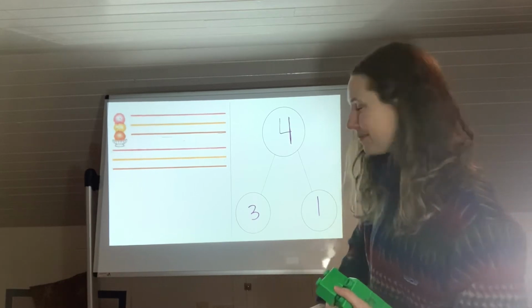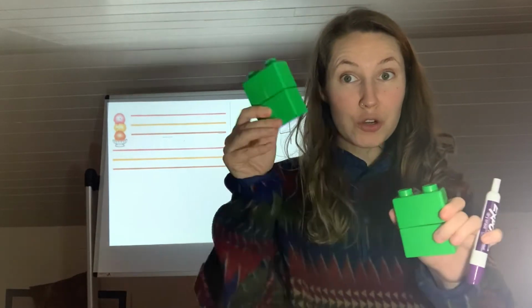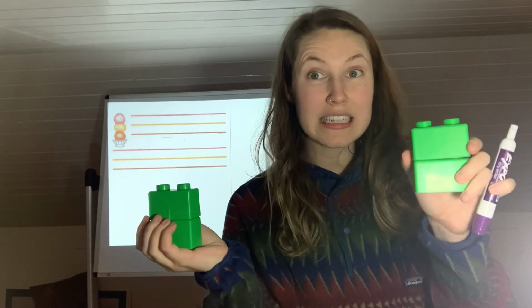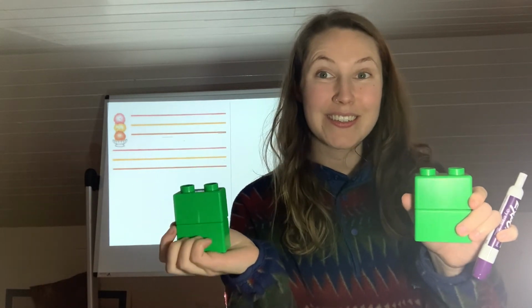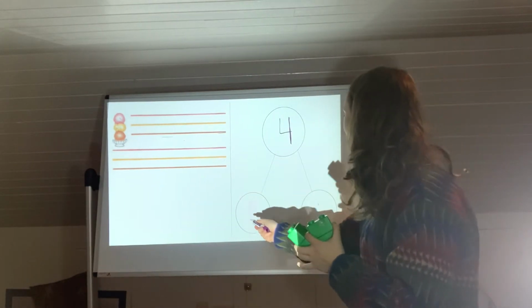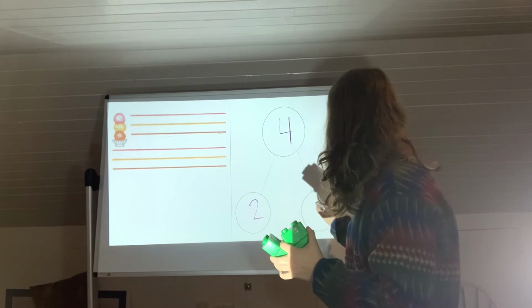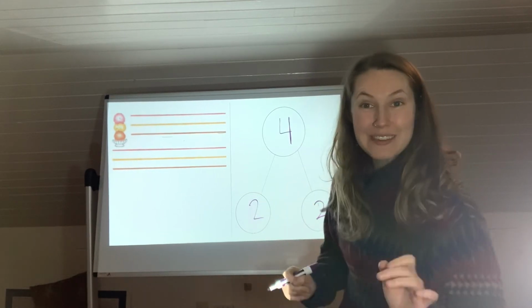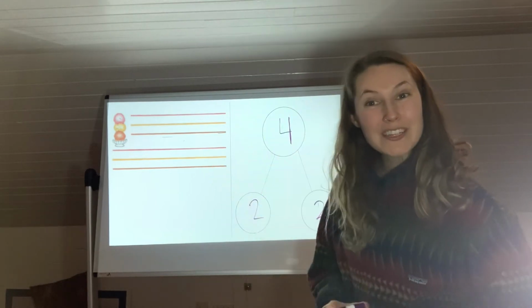Let's do one more. Now this time I'm going to take 2 from my stack of 4, and I'm going to have 2 in one hand and 2 in my other hand. So that means that 2 and 2 are also hidden partners of 4. Nice job! Those were some good ways that we could make 4. Let's move on to our letter of the day.